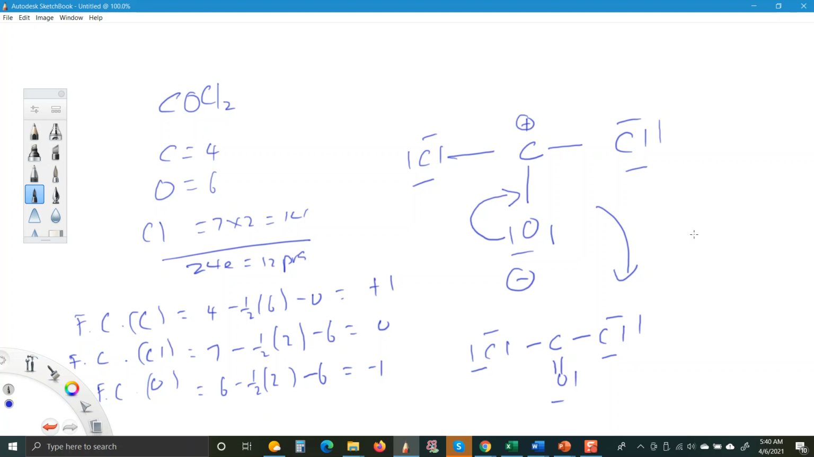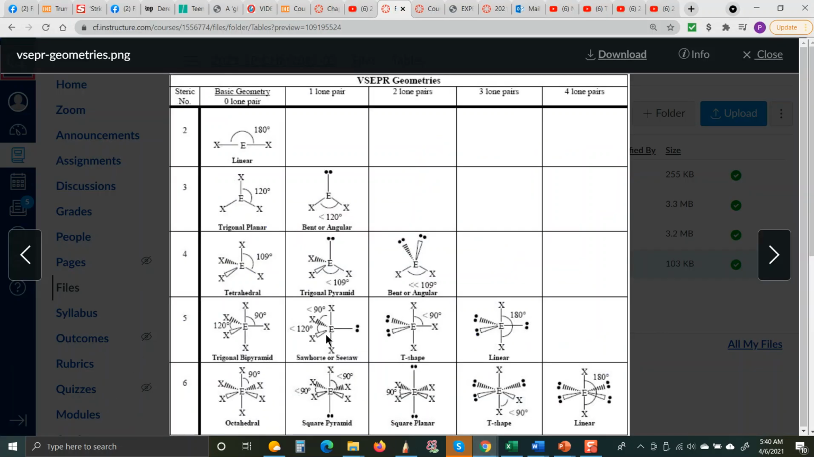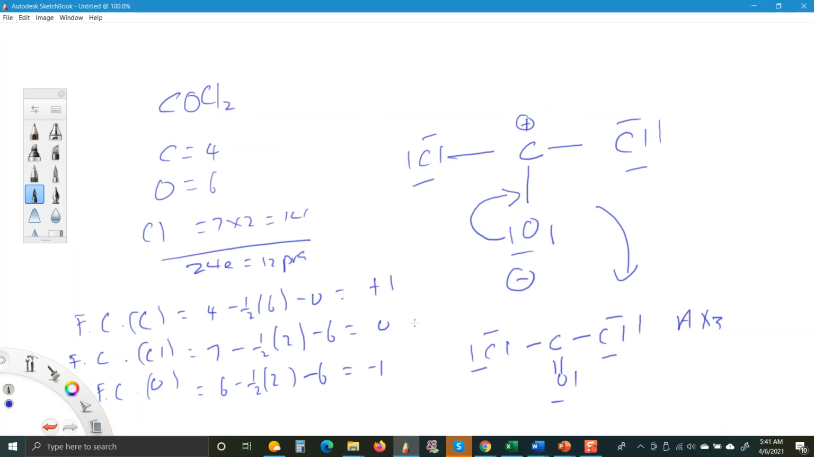So what's the VSEPR notation? A for the carbon, and X3 for the 3 atoms bonded to the carbon, and there are no lone pairs. So we go to our table here again to figure out what's the shape. AX3 would be this right here. Therefore the shape adopted by this molecule would be trigonal planar. So go back to this here. The shape here would be trigonal planar.